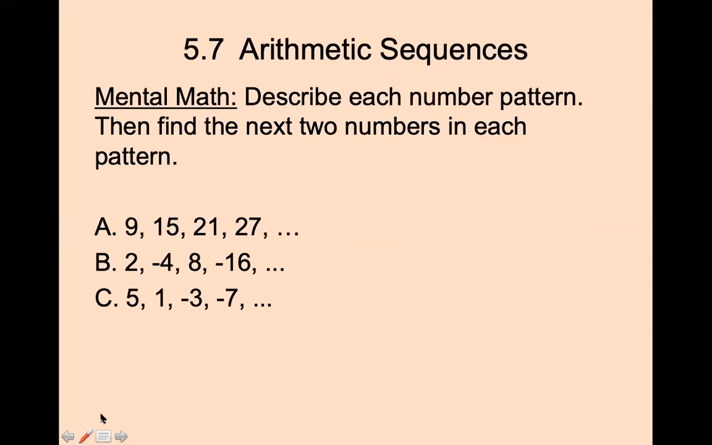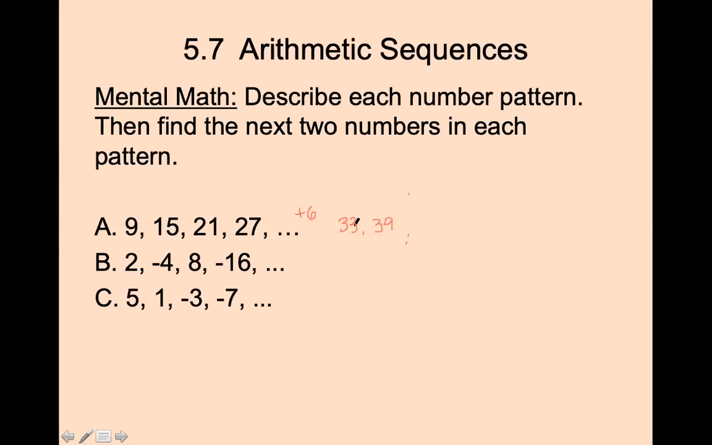I'm also going to grab a pen here. So if I look, I'm trying to see what's happening as I go from term to term to term here. It looks like, well, they're getting bigger. And how much are they getting bigger by? Well, let's see, from 21 to 27, that's 6. That's also 6 here and 6 here. So my number pattern for this first one, on part A, is we are adding 6. And to find the next 2 terms, I'm going to add 6 2 times. So 27 plus 6 would be 33, and 33 plus 6 would be 39.